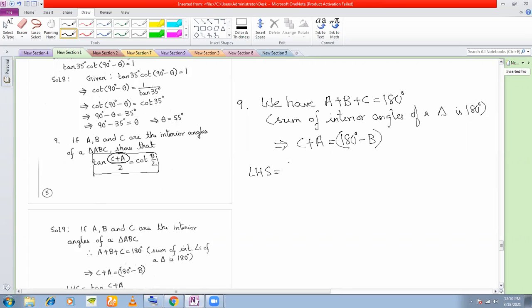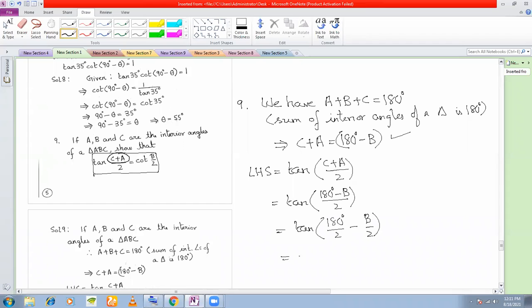Now we start from the left hand side. Left hand side is what? Tan of (C plus A) by 2. And what is the value of C plus A we have got? 180 minus B. So you put it here. Which is equal to, now if you divide separately, you get 180 degrees divided by 2 minus B divided by 2. 180 degrees divided by 2 is 90. 90 degrees minus B by 2.